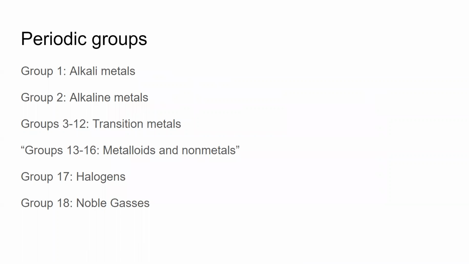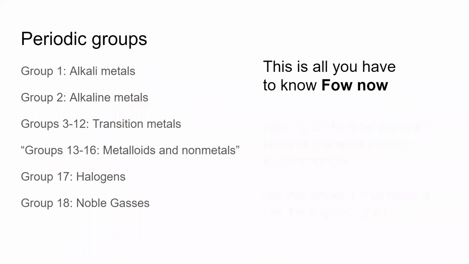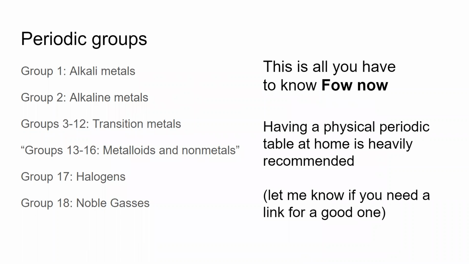Here are the names again, if you need to see them. Alkali metals, alkaline earth metals, I forgot that. Transition metals, metalloids and nonmetals, halogens and noble gases. This is all you have to know for now. And having a periodic table at home is heavily recommended, like a physical one that you can write on, like label. And if you need a good one, I'll send you a link for a good one, because there's some that like contain charges and like all the stuff that we'll need for later.